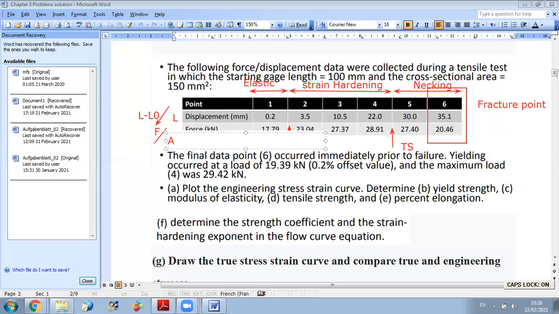The value of the force is already given, and I should pay attention to units. Since the force is in kilonewton, and I divide by the cross-sectional area in millimeters square, what will be my unit? If I keep F in kilonewton, and I divide by millimeters square, I will get my stress in what? What is the unit?